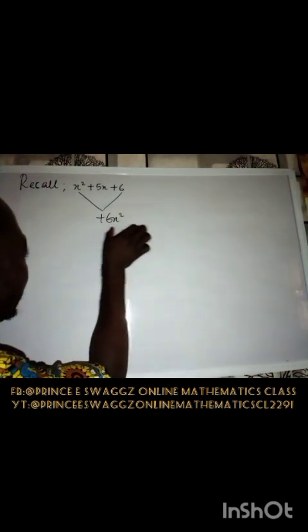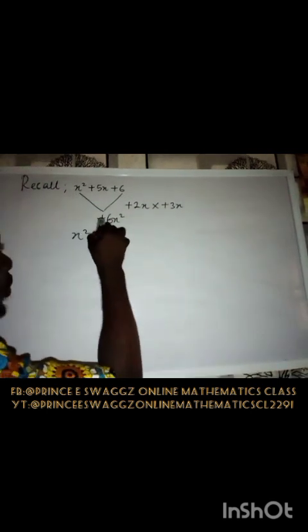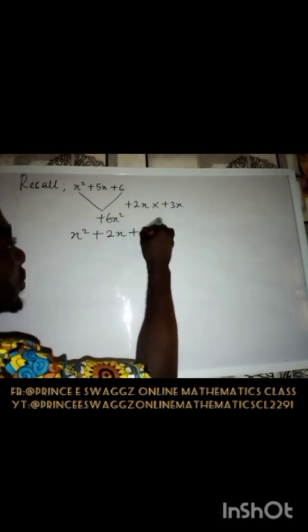We multiply the first term here, which is x squared, by the third term, that gives us plus 6x squared. Then we look for two terms that if you multiply, you are going to have plus 6x squared, and if you add it, you are going to have plus 5x. And that gives us 2x multiplied by 3x.